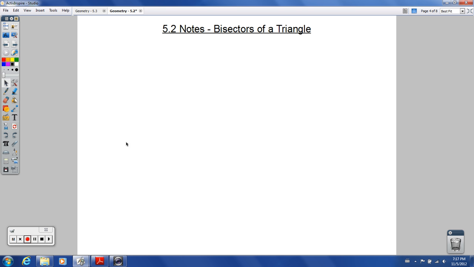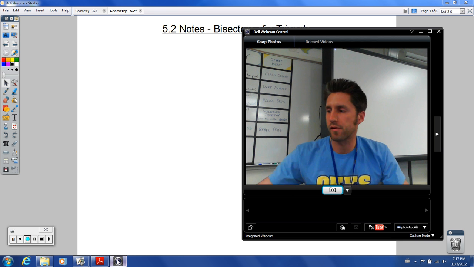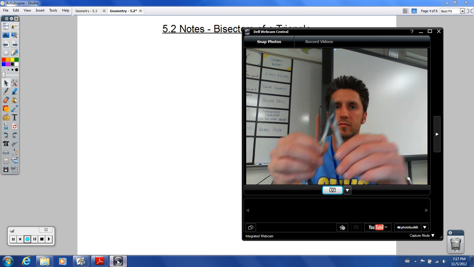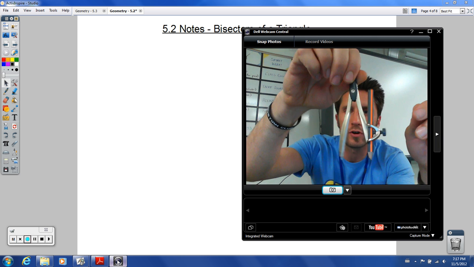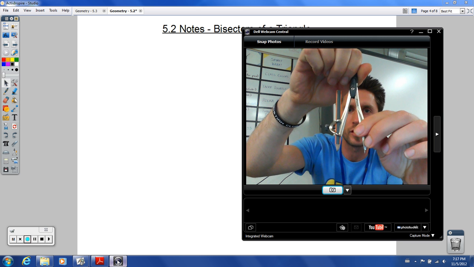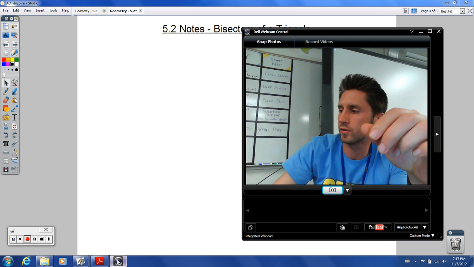5.2 though. Before we get started with some things, I need to show you some stuff here. So if you don't have this right now, you need to go get one of these. Compass. So we need this to draw circles with. You need to go get a compass if you do not have a compass. Pause the video if necessary.